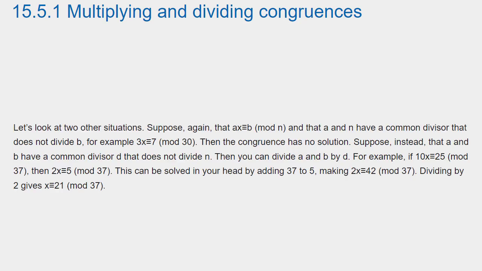Let's look at two other situations. Suppose again that ax is congruent to b mod n, and that a and n have a common divisor that does not divide b. For example, 3x is congruent to 7 mod 30. Then the congruence has no solution. Suppose instead that a and b have a common divisor d that does not divide n. Then you can divide a and b by d. For example, if 10x is congruent to 25 mod 37, then 2x is congruent to 5 mod 37. This can be solved in your head by adding 37 to 5, making 2x is congruent to 42 mod 37. Dividing by 2 gives x is congruent to 21 mod 37.